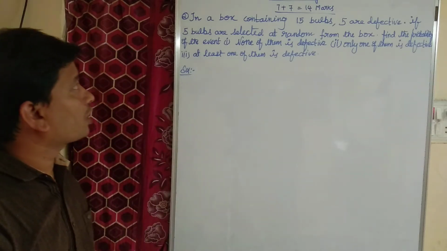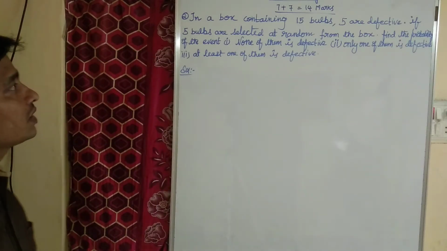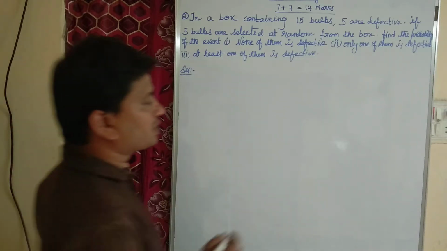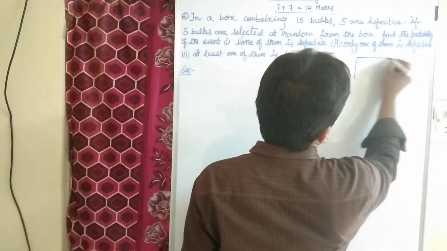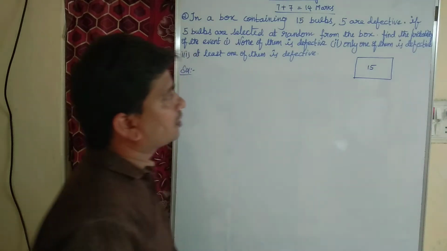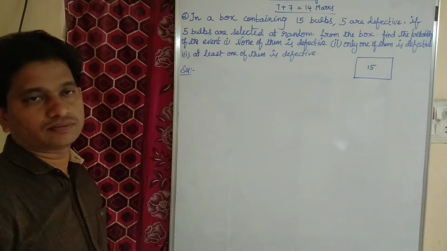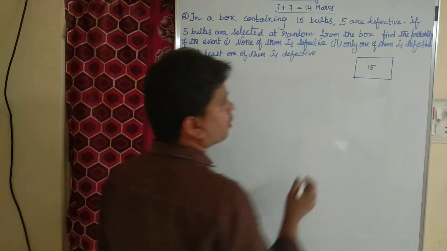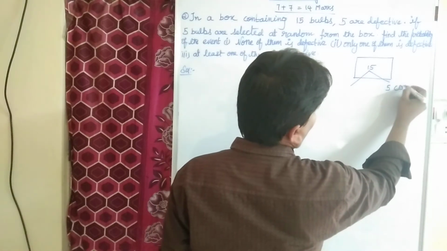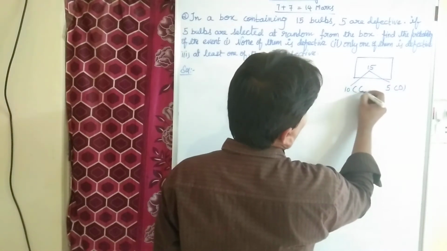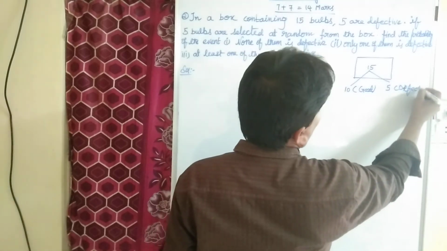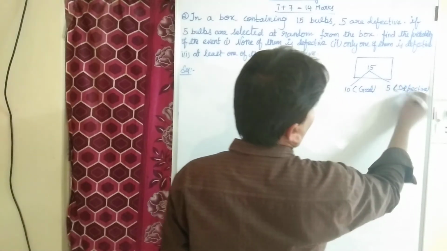Yes, children. Now coming to the second question. In a box containing 15 bulbs. We have one box here. It contains 15 bulbs, 5 are defective. Okay, total this box contains 15 bulbs. In that, 5 are defective ones. Then what about the remaining 10? They are good ones. The defective ones are not good.